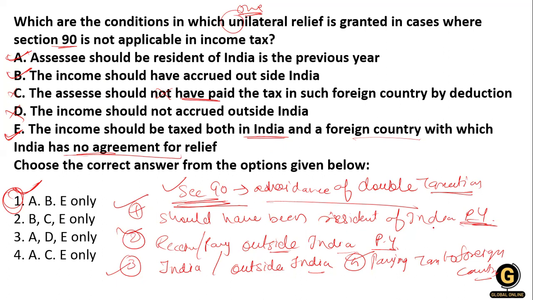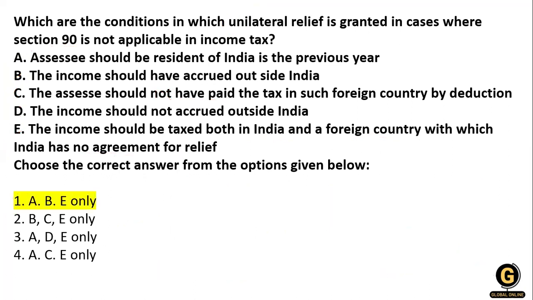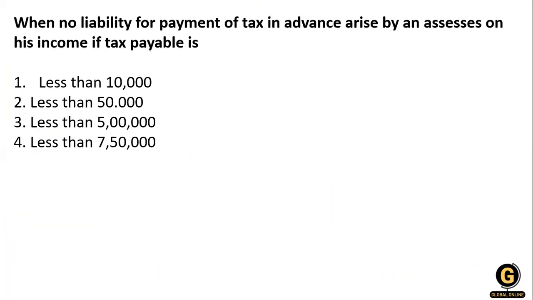They should have been a resident of India in the previous year. They receive or pay income outside India in the previous year. Then they are taxable outside India and in India also. And the fourth one is that they are paying tax to the foreign country. Clear? I hope you understand this concept, because this is really important. Yes, option number A is the right answer.